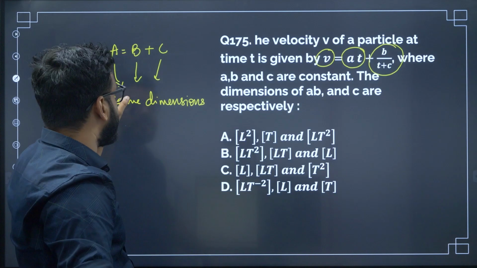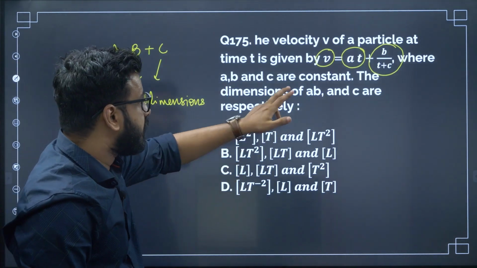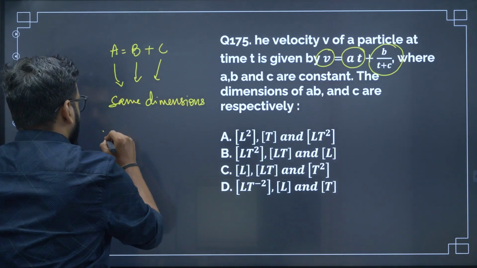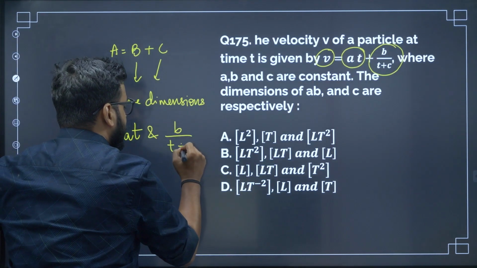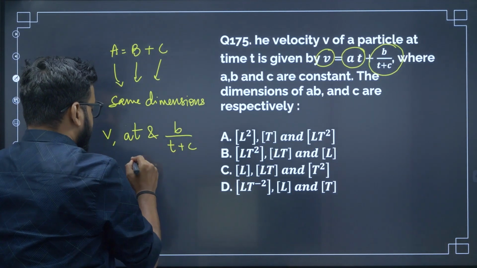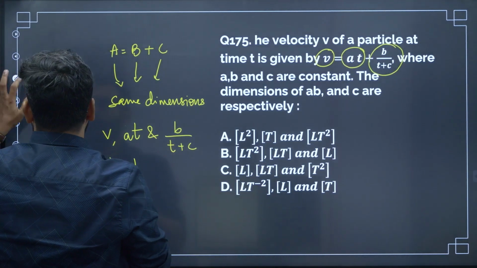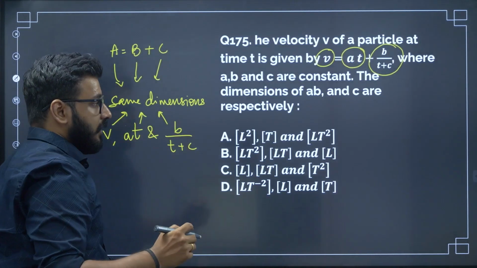They are supposed to have the same dimensions. If you are writing three quantities like this, all of them are of the same dimension. That means v, at and b by t plus c have the same dimension. One second. Yes, even all these three have the same dimension.